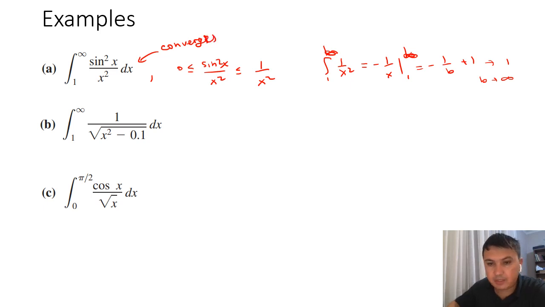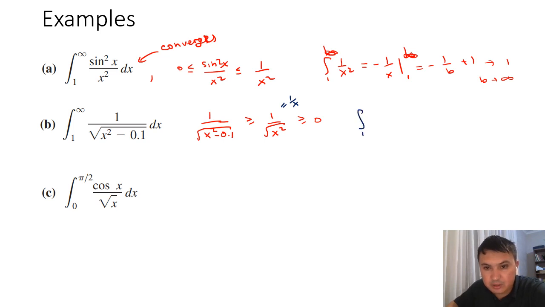Okay, let's look at the second one. Well, 1 over x squared minus 0.1 is bigger than 1 over x squared, and the same applies if you take the square root. So this is bigger than 1 over x, as long as x is bigger than 1, right? So this is 1 over x.